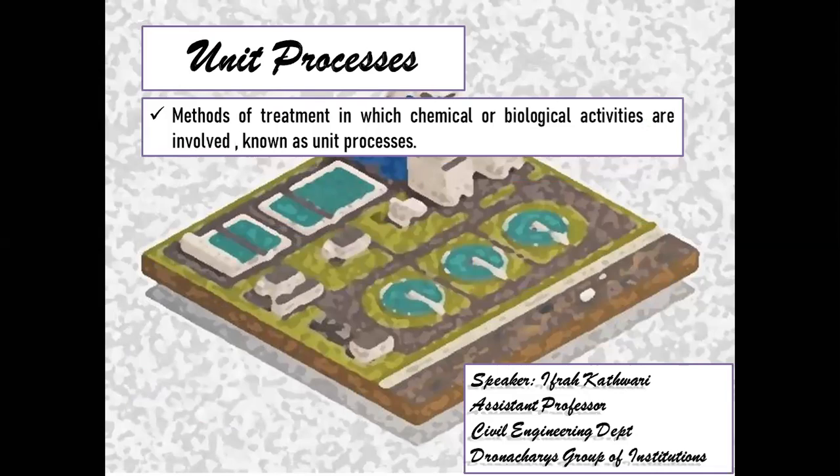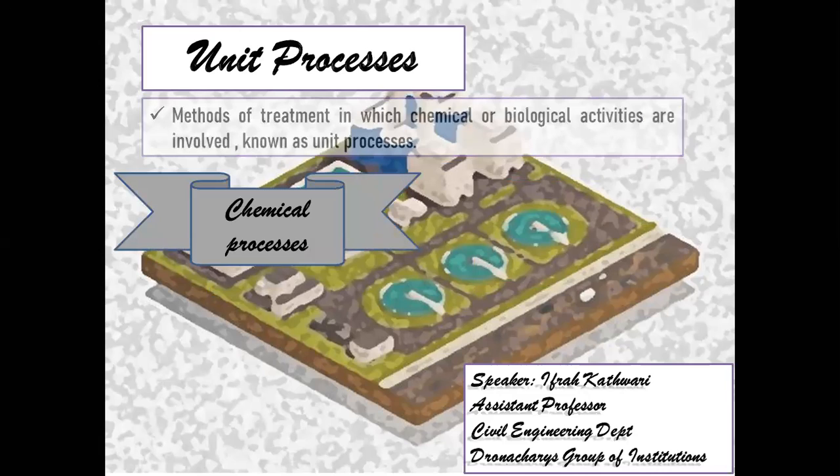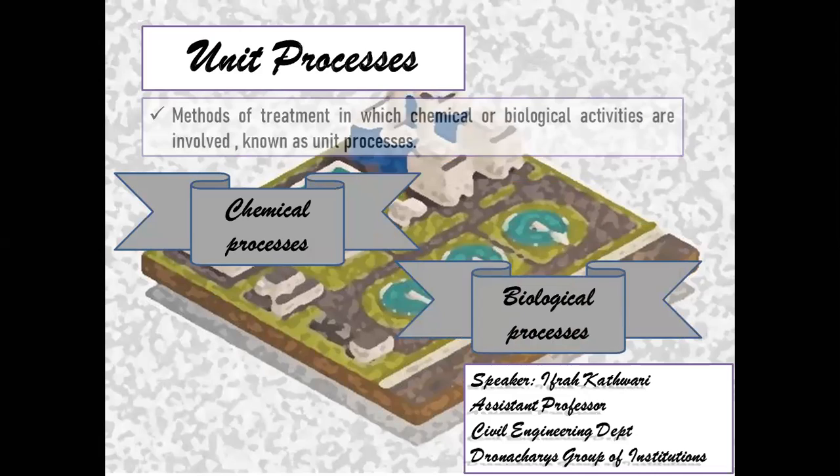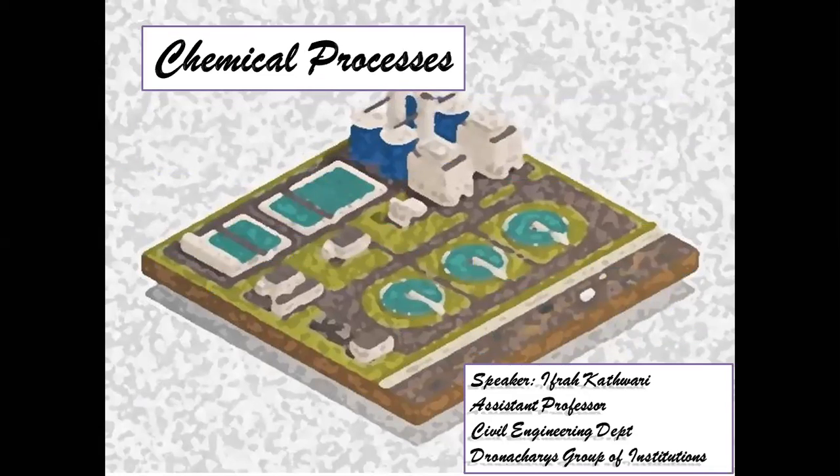Coming to the unit processes, these are the methods that involve chemical and biological activities. With the help of these chemical or biological activities, we remove the impurities that are objectionable if they are present in wastewater. So that's why they are known as unit processes. So what are these unit processes? Here are some of them. Unit processes are classified into chemical and biological processes. Talking about chemical processes, you can name a few of them.